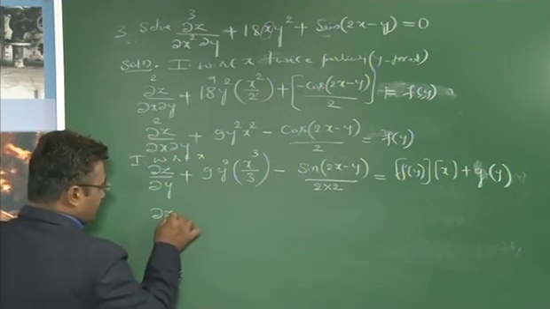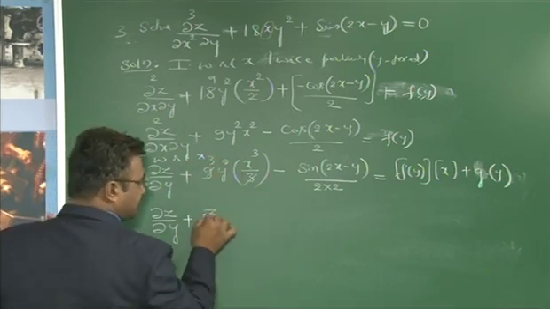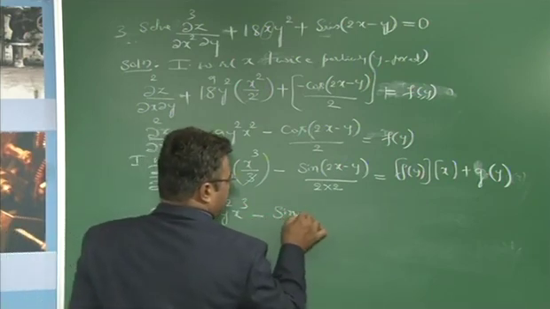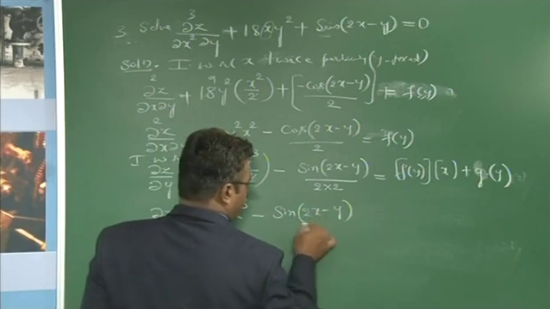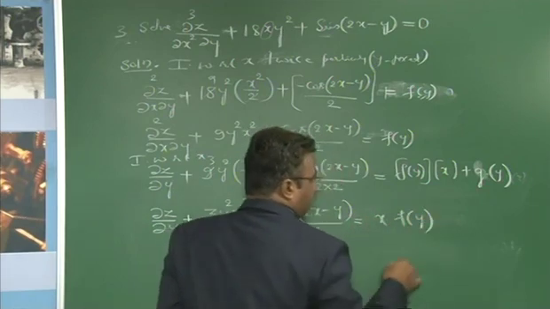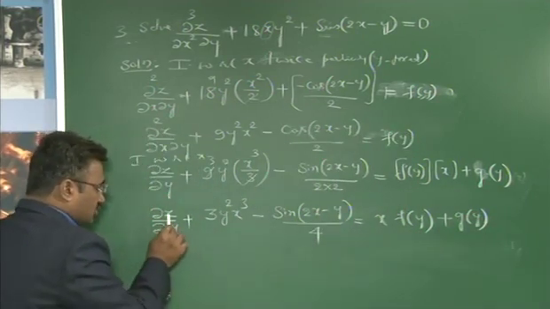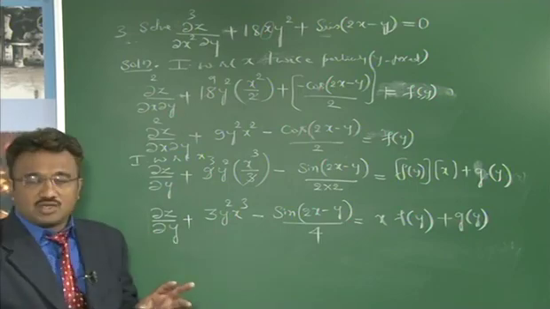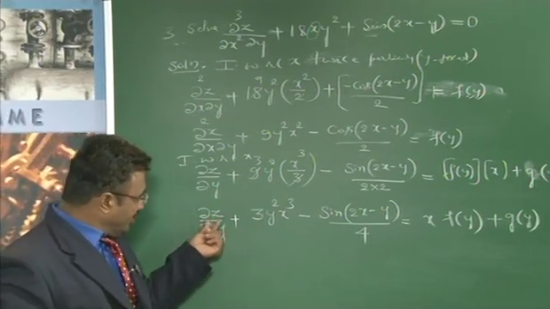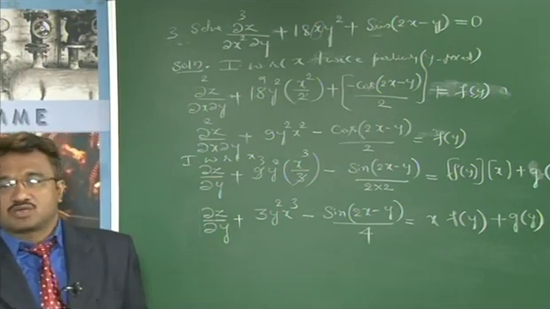Simplification of this, we get ∂z/∂y plus, after cancellation of this, we get 3y²x³ minus sin(2x − y), then all divided by 4 should be equal to x·f(y) plus g(y). So now I got ∂z/∂y after integration of a function two times. So now I wanted your dependent variable z. So again, one more derivative will be present here. If you go to elimination of that, we are going to integrate this one also with respect to y now.